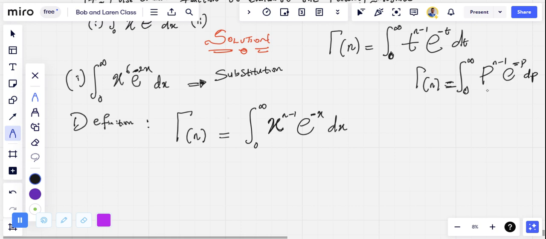Then dp. But the common variables that people use in all textbooks are x and t. That's what we use most of the time. So this one is not really necessary. Or you can use p anyhow you want, if you want your solution to be unique. Okay, and now we have this as the definition.